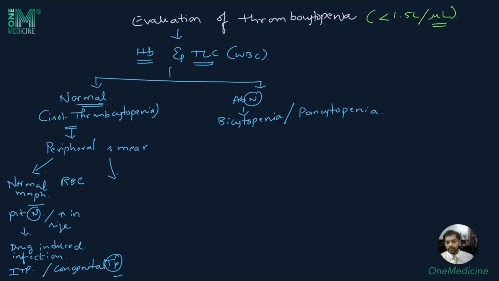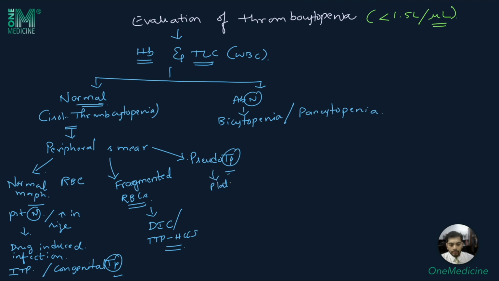The second outcome in the peripheral smear of a normal hemoglobin as well as normal white cell count is fragmented RBCs. Fragmented RBCs, also known as helmet cells. This means that the patient is having a microangiopathic hemolytic anemia. So we have to either suspect DIC or TTP-HUS as the cause. The third outcome is the patient has a pseudothrombocytopenia, which is evidenced by platelet clumping. So you can redraw the sample with either sodium citrate or heparin as the preferred anticoagulant.